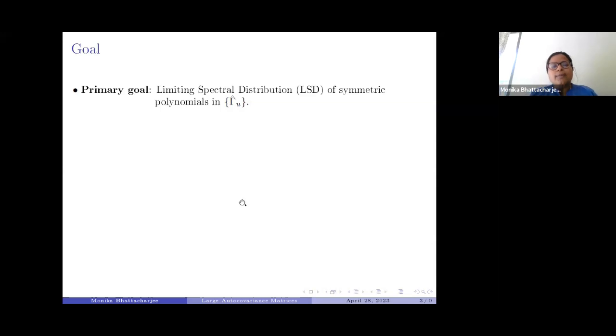So here is our goal. Our goal is to study the limiting spectral distribution of symmetric polynomials in sample autocovariance matrices. So what is limiting spectral distribution? That I will discuss in the next slide.